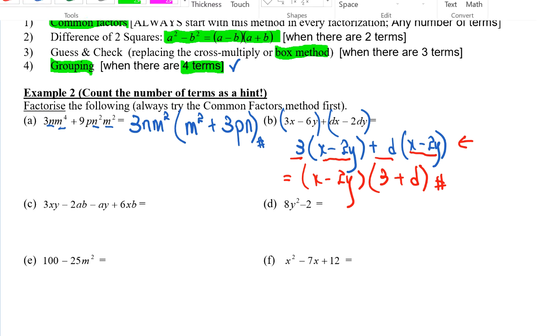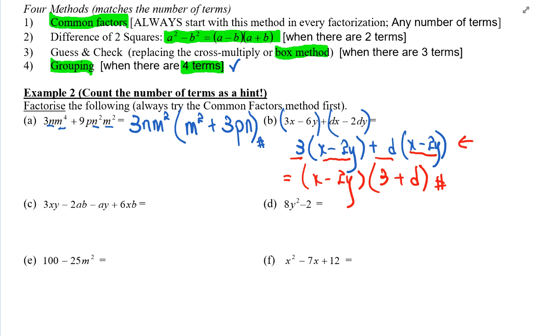So I'm going to write the new way out. Maybe this will be better: 3xy minus ay minus 2ab plus 6xb. Alright, it seems that the first two terms have a common term y. So I'm going to write down y, and what is left? 3x minus a. How about the second one? There is a 2, there is a b. I'm going to take out 2b.